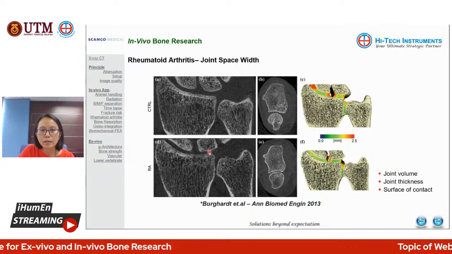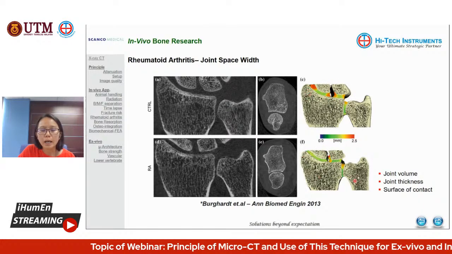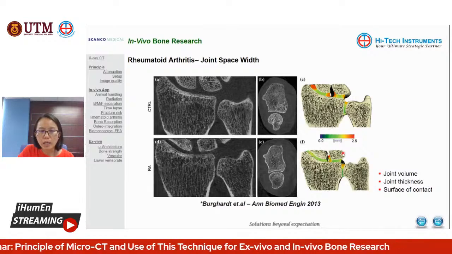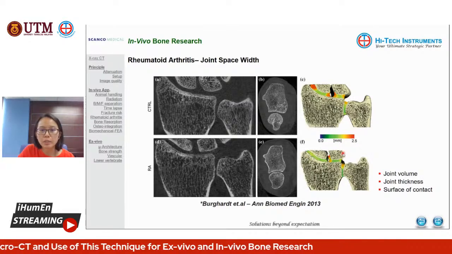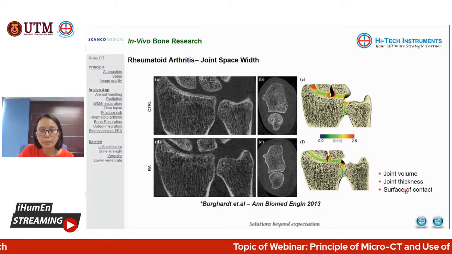You can see there is a reduction of the spacing between the joints here, which you can measure by submitting into the software and requesting the software to do the calculation to provide you the joint volume, thickness, and also the surface contact, the information in both image and also in measurement.